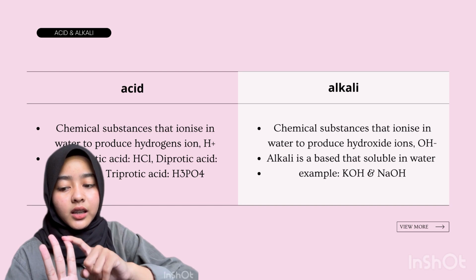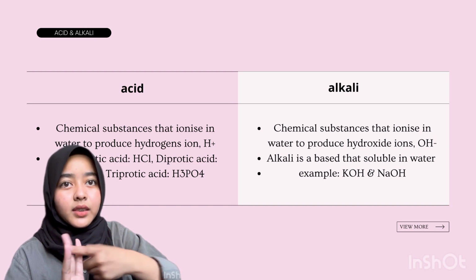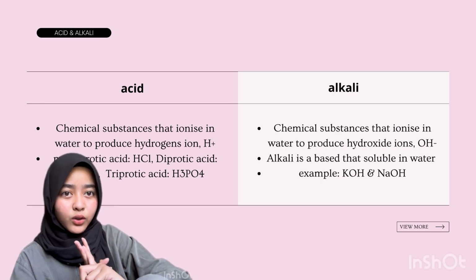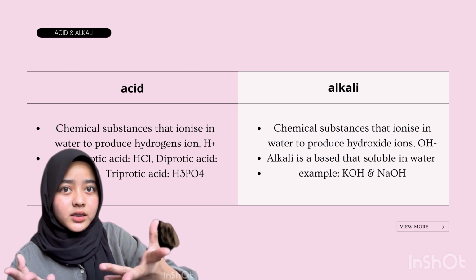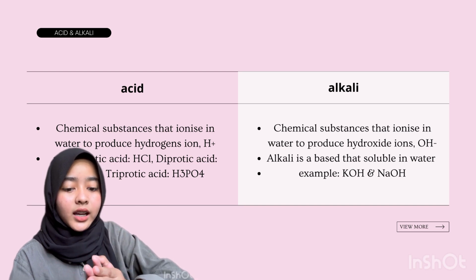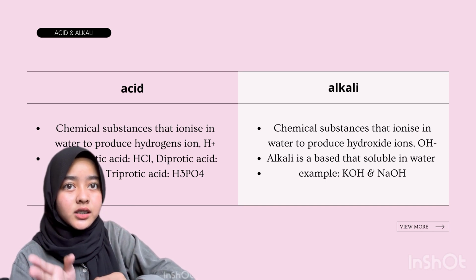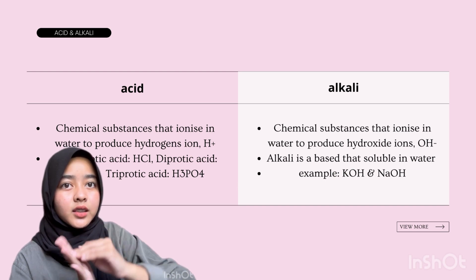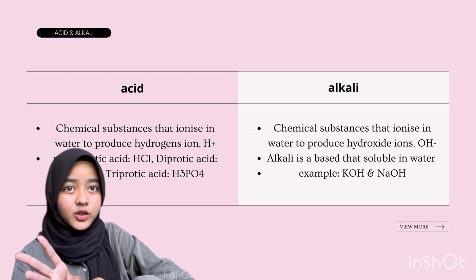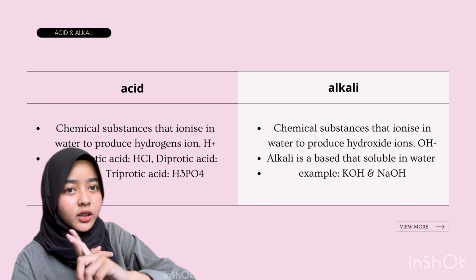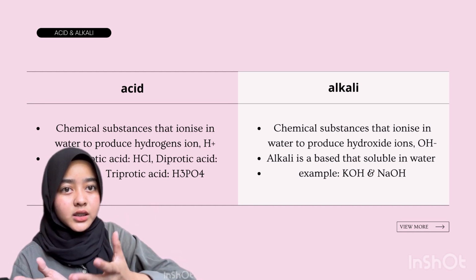Monoprotic acid, for example, is HCl. Diprotic acid is H2SO4, and triprotic acid is H3PO4. Why is the example like that? Okay. Hydrochloric acid only has one hydrogen, which is HCl, while diprotic acid has 2 hydrogen ions, which is H2SO4, and triprotic acid has 3 hydrogen ions, which is H3PO4. We can determine the monoprotic, diprotic, and triprotic by looking at the hydrogen ion.